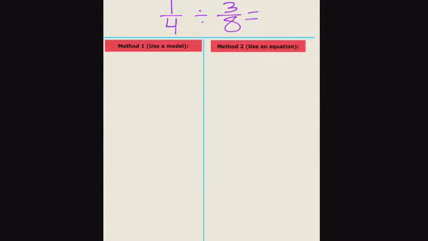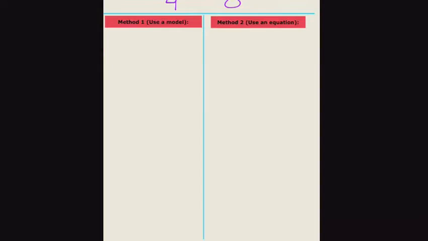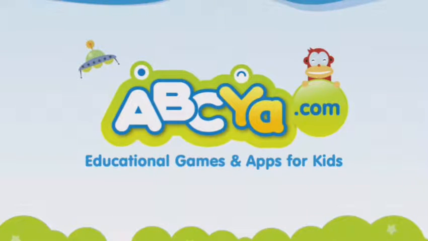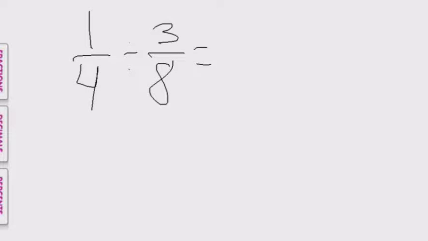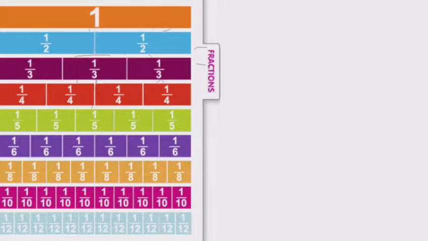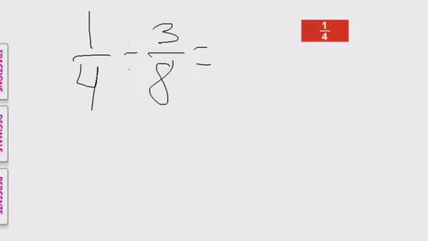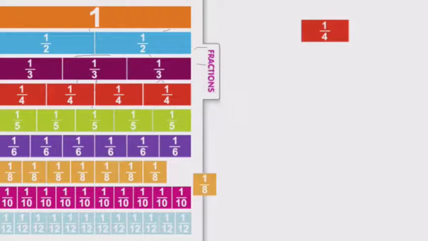Okay, let's try another one. Now we've got 1/4 divided by 3/8. Let's go ahead and pull up our virtual manipulatives. All right, and let's go ahead and write down our problem. So we've got 1/4 divided by 3/8. Start by modeling that 1/4, and then we're going to see how many times our 3/8 will fit in there.